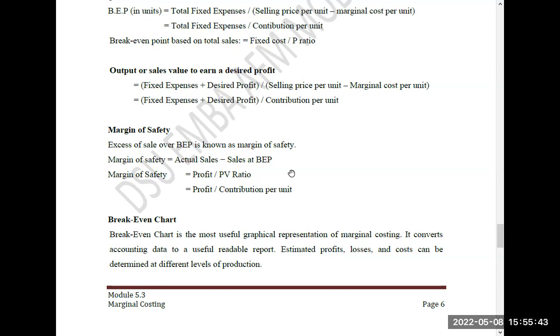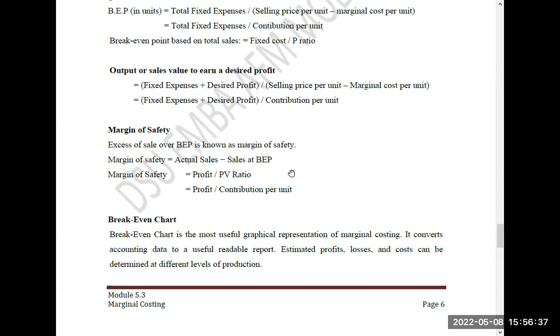What is the variable cost given in the question? 15. So 15x plus 630,000 plus 2x. What is 2x? 2 rupees is the profit per unit, and X is the number of units. I repeat: 15x plus 630,000 plus 2x should be equal to total sales. Total sales we don't know, but sales per unit we know: 20 rupees. So total sales is 20 rupees into number of units, so 20x.